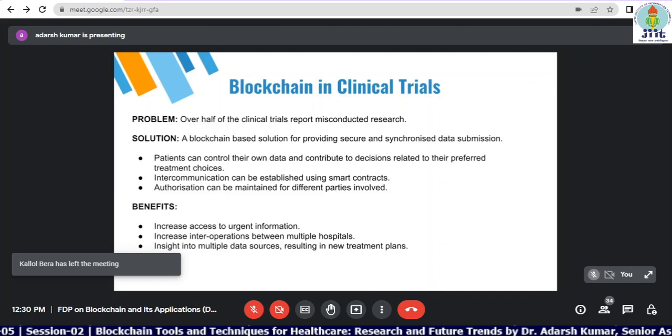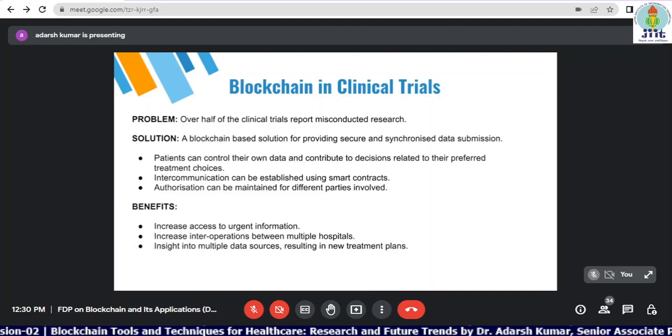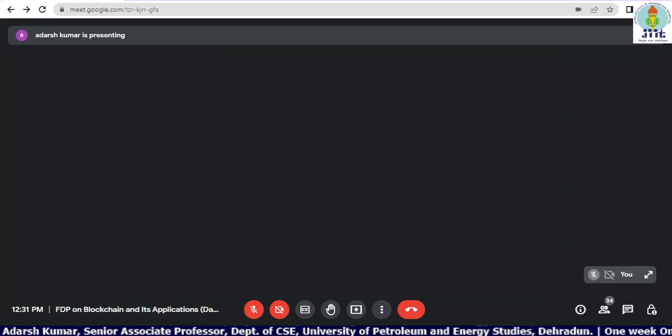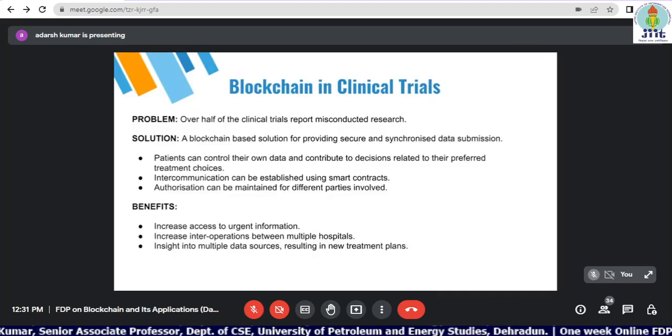Then authorization can be maintained for the different parties involved. In the healthcare sector there are doctors, patients, administrative staff, suppliers, multiple entities and actors. Authorization of those is mandatory, and everybody will know that if they are part of the public blockchain, they can verify their identities and see their logs and their activities. So authorization is quite possible in a blockchain network.